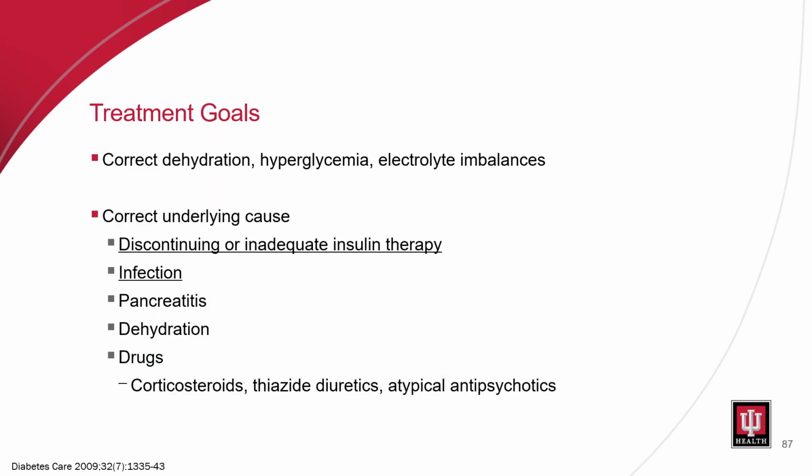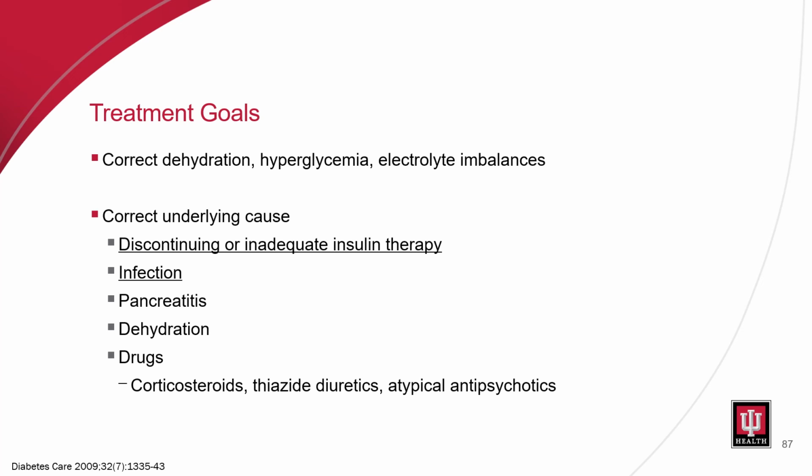Our treatment goals for these patients is, of course, to correct the dehydration, hyperglycemia, and electrolyte imbalances, as well as correcting the underlying cause. So the two items that are underlined are our most common causes within our guidance documents, but certainly within my clinical practice as well. I believe that it is pretty accurate. The first is discontinuing or inadequate insulin therapy. So this can happen for a multitude of reasons.